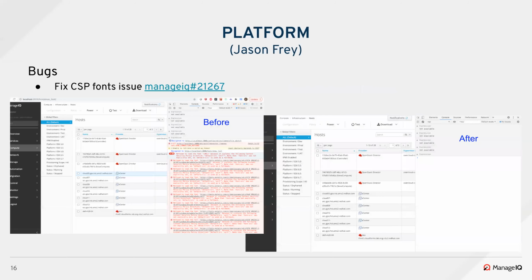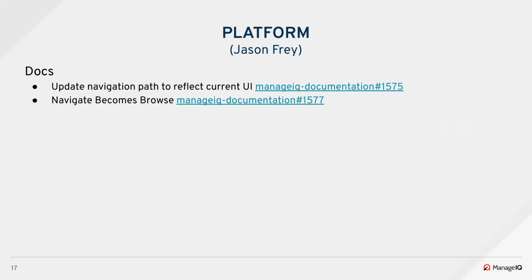Next slide, please. One other bug fixed was by Kavya. She fixed the CSP fonts issue. This is part of the secure headers that we use, but it didn't allow fonts from gstatic.com, which is Google's static font server. So before this PR, you get a lot of warnings and errors inside the console, and after it's all cleaned up.